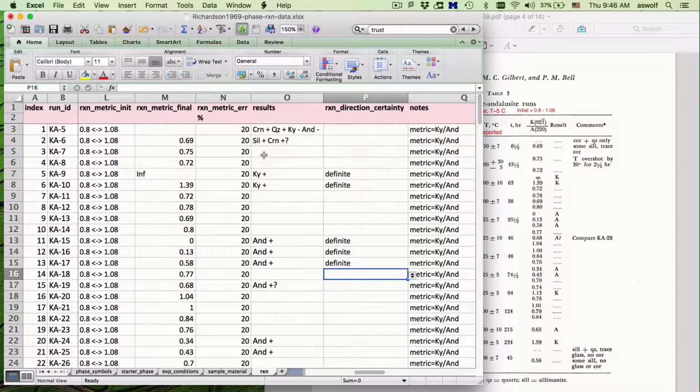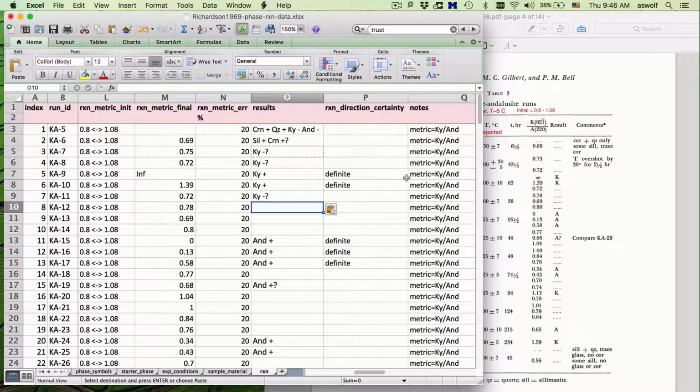All right, so let's take a look. This one started off 0.8 to 1.08, so if we are outside that range, then we have a questionable reaction. So since that is a small value, and this is the kyanite to andalusite range, that means that kyanite decreased questionably here. And likewise, kyanite decreased questionably there and there.